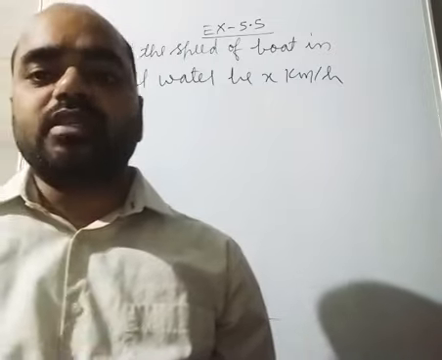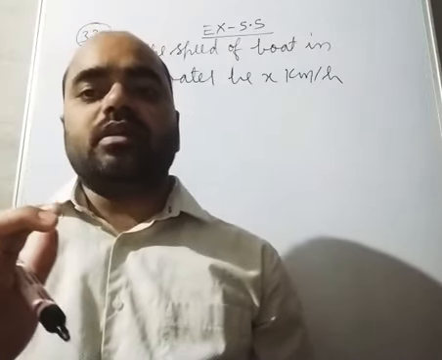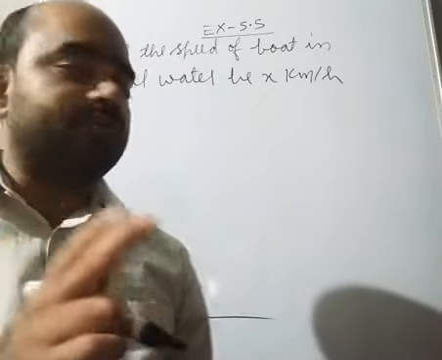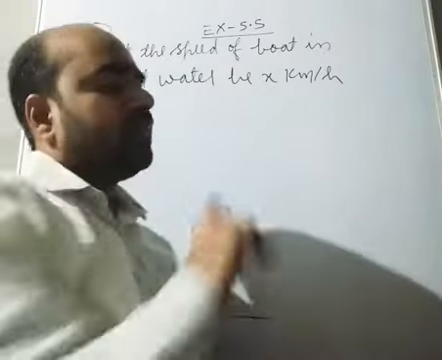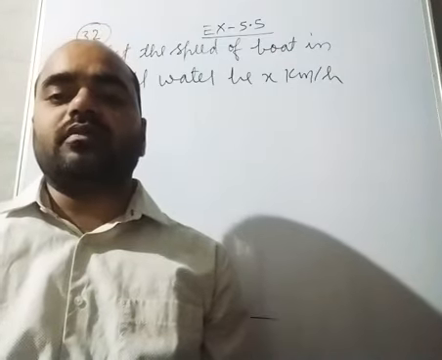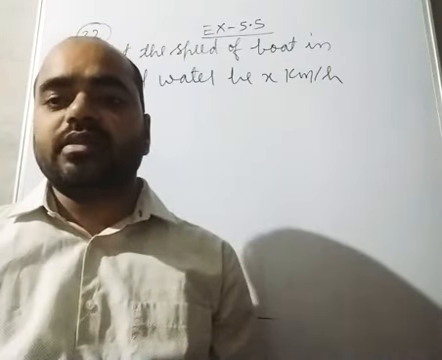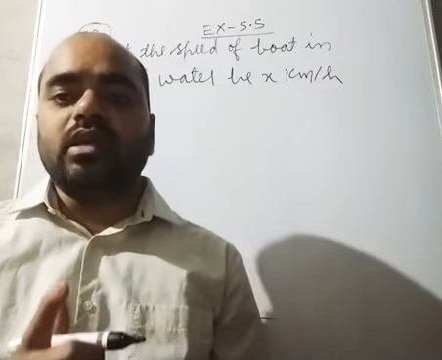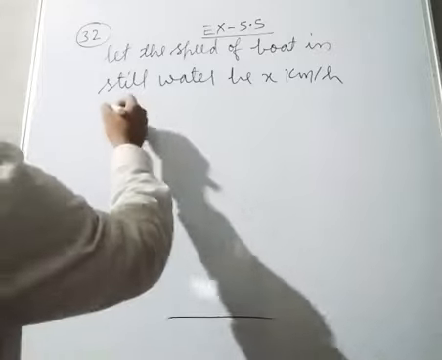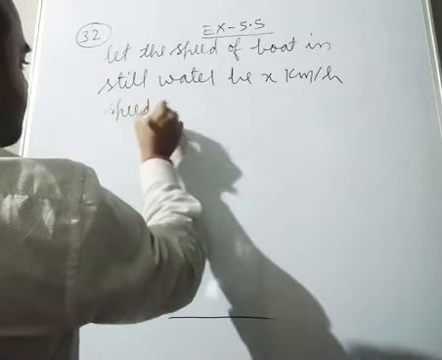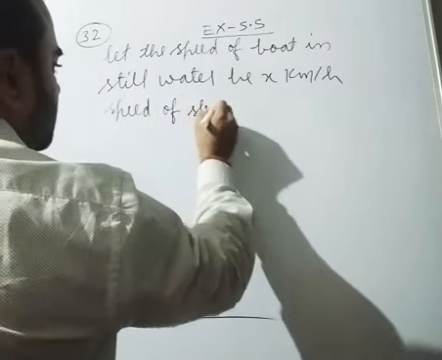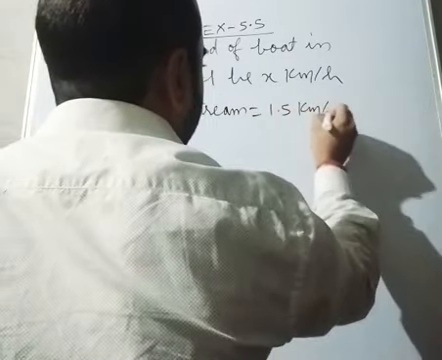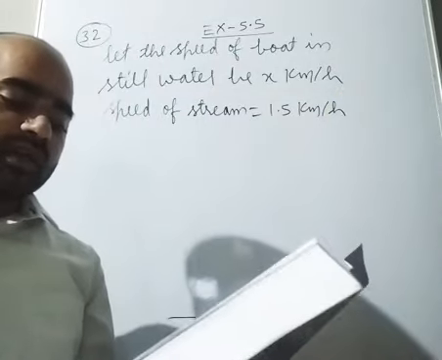It means what is the net speed? When the boat is moving downstream, both the speeds will be added, speed of boat plus speed of stream. But when the boat is moving against the stream, then the net speed will be speed of boat minus speed of stream. Clear? The speed of the stream is given, 1.5 km per hour. Correct?